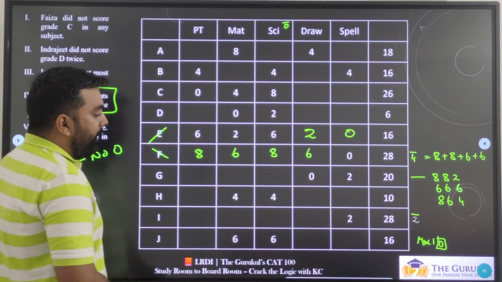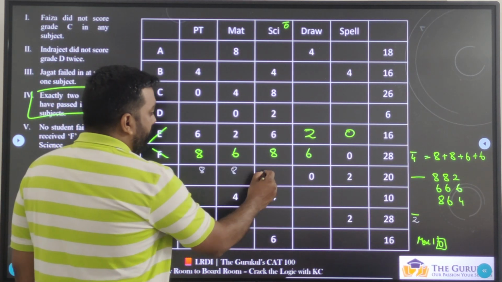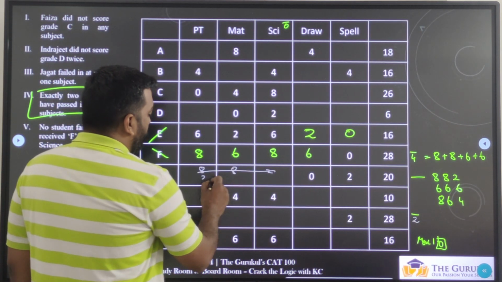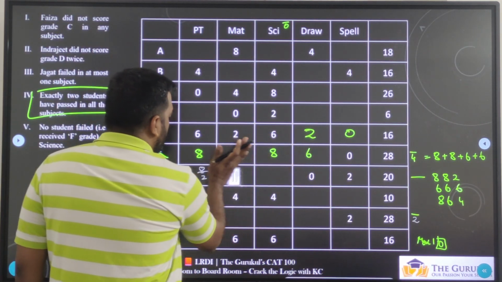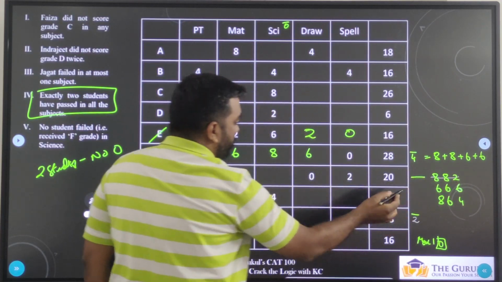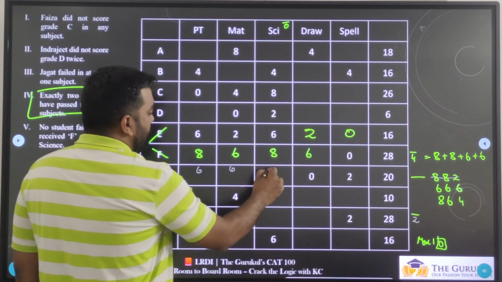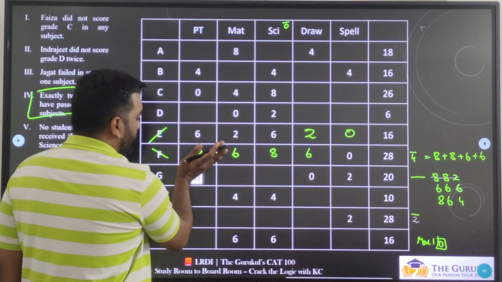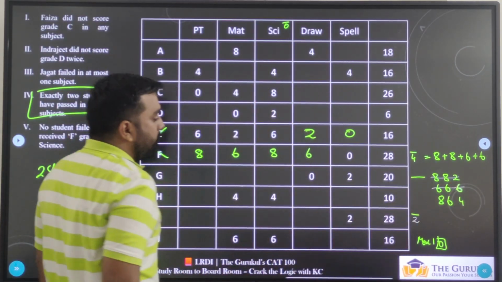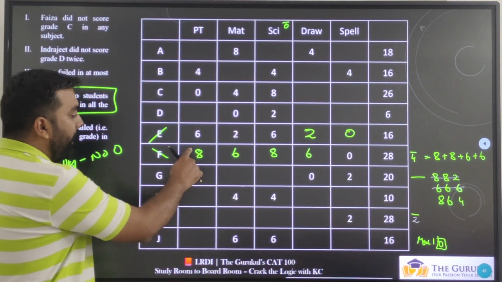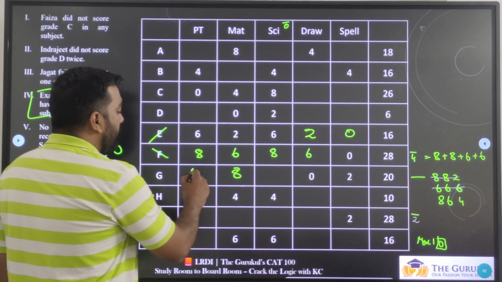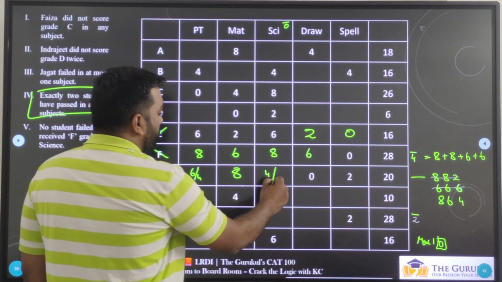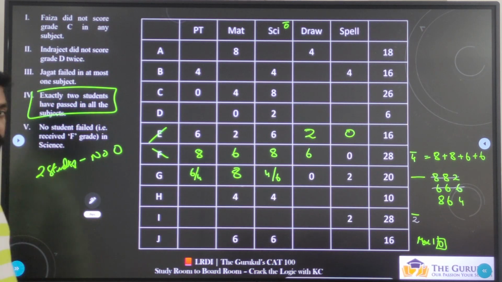Can I write 8, 8 and 2? If I write 8, 8 and 2, not possible. If I write 2, 8 and 8, not possible. So the first case is ruled out. Second case, 6, 6 and 6. Already 6 is there, it cannot come. So ruled out. Only possibility will be 8, 6 and 4. 8 cannot come here, 8 cannot come here. So 8 should definitely come here. This will be either 6 or 4. This can be 4 or 6. There is no information for that. Clear?